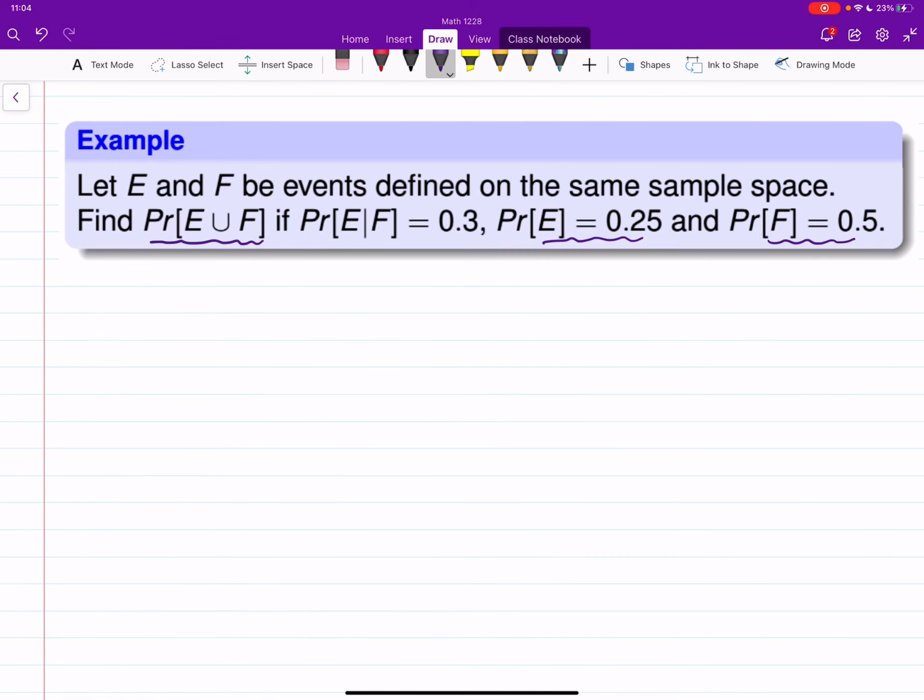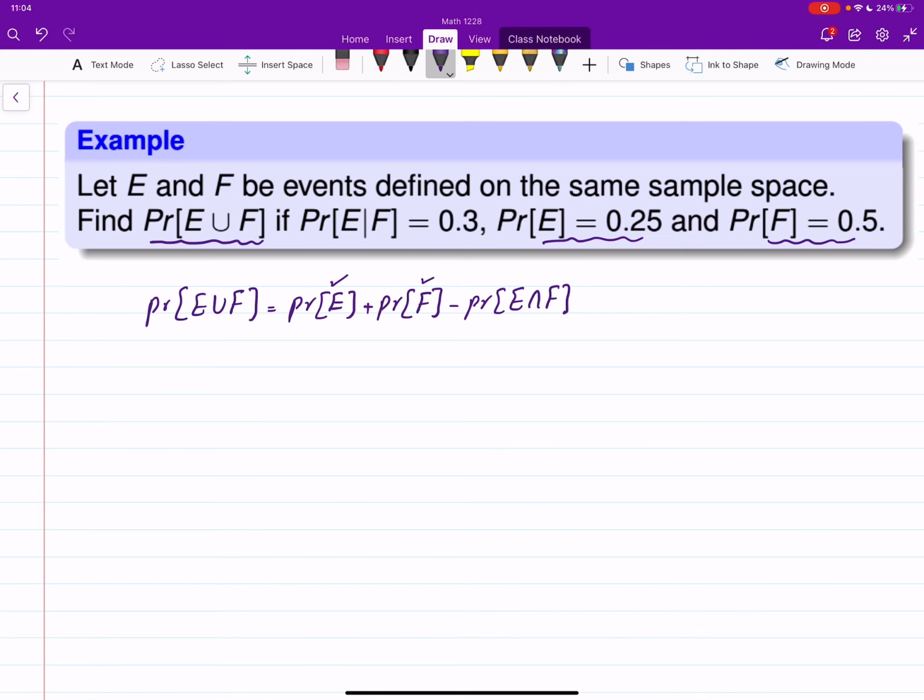While seeing the union probability of E and F, the first thing that should come to your mind is that one good formula to use here is the inclusion-exclusion principle, yes? So sums of probabilities minus probability of E intersect F. So we have this one, but we don't have the probability of the intersection.